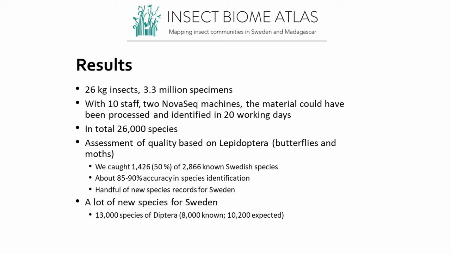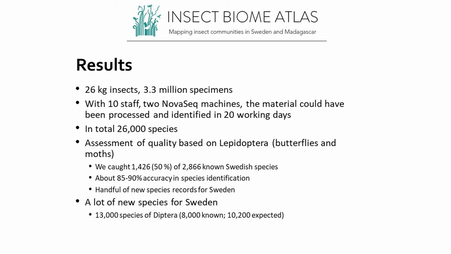And surprisingly, we also find a handful of new species records for Sweden. They're not new to science, but new records for Sweden. So that's surprising. And in other groups of insects, we find a lot of new species for Sweden, in particular the group Diptera. We have around 13,000 species of Diptera identified with these methods, and we have only 8,000-something known species of Diptera in Sweden.